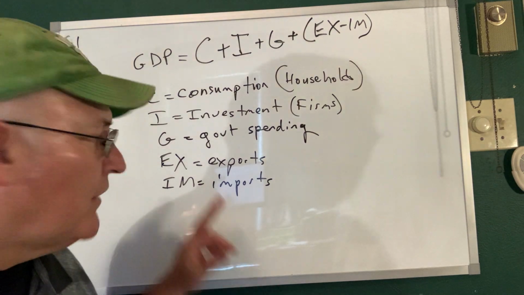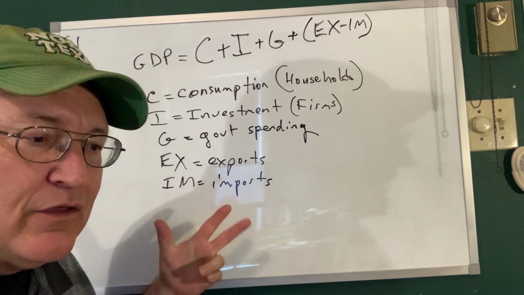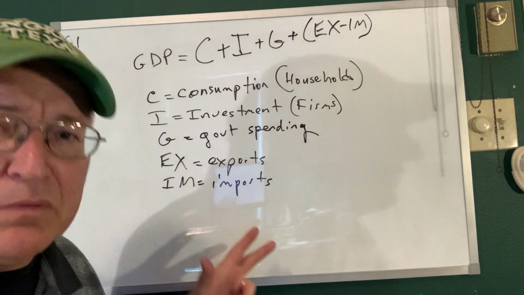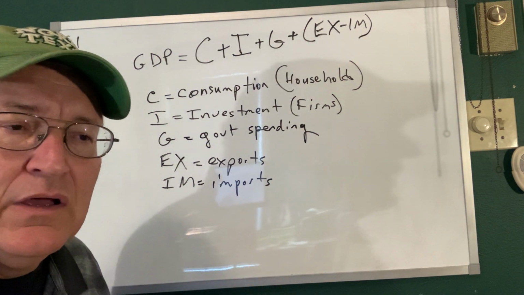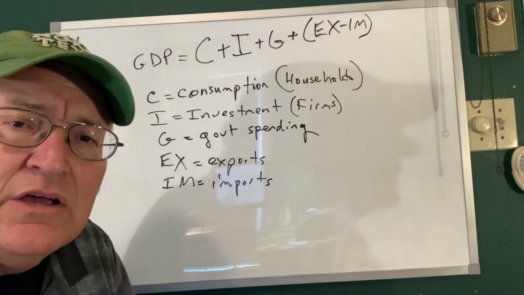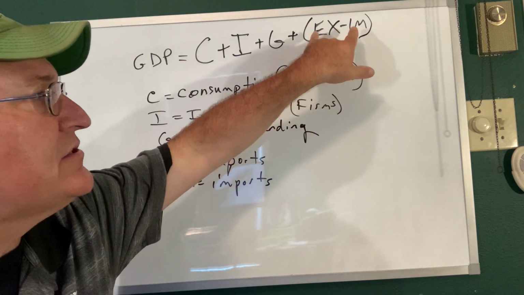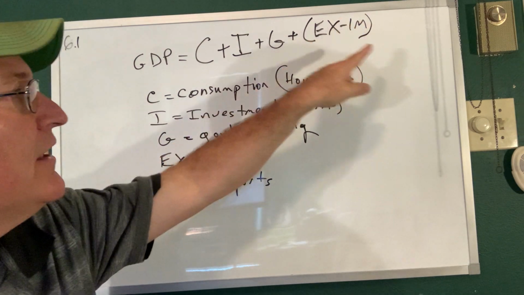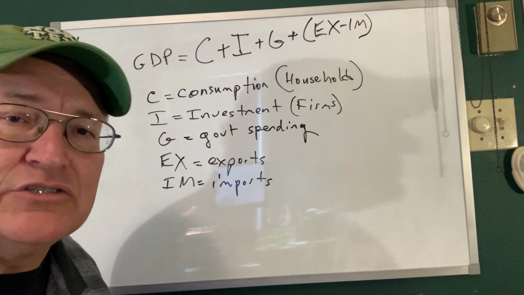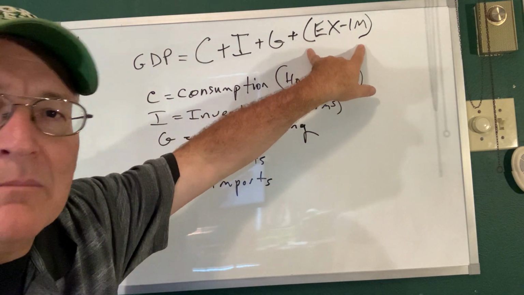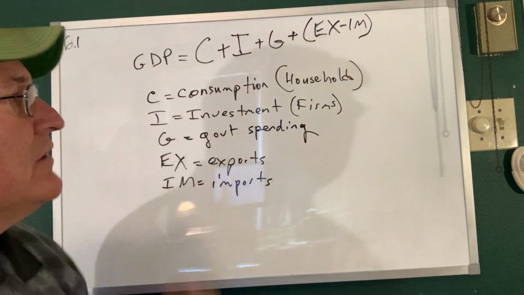Now, if your exports exceed your imports, you have a trade surplus. If the value of your imports exceeds the value of your exports, you have a trade deficit. And that's what we have here in the U.S. So this will always be a negative number. Let's go back to 8th grade for a minute. Remember PEMDAS? That's the order in which you do things. Parentheses first, right? So this will yield a negative number.